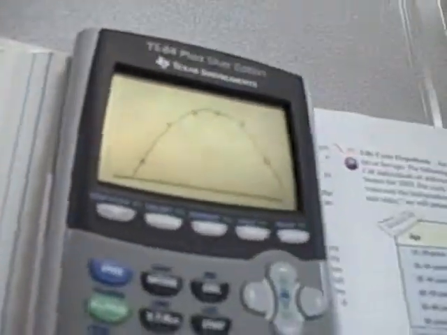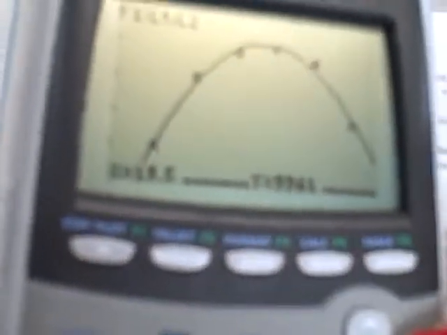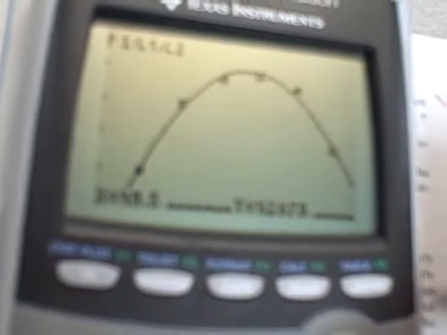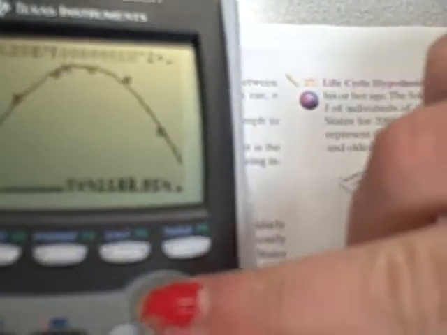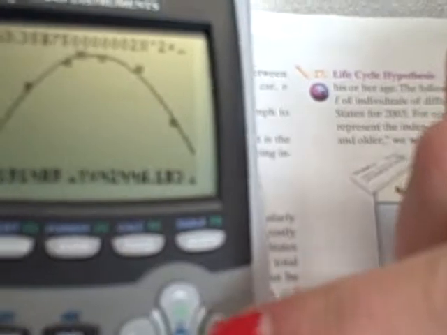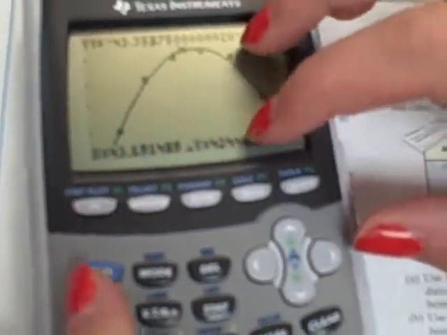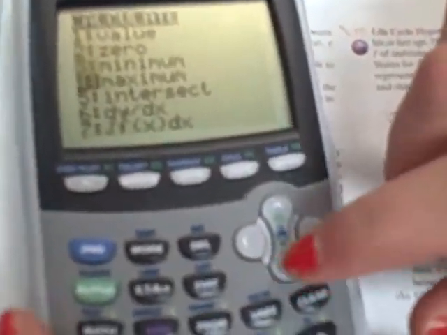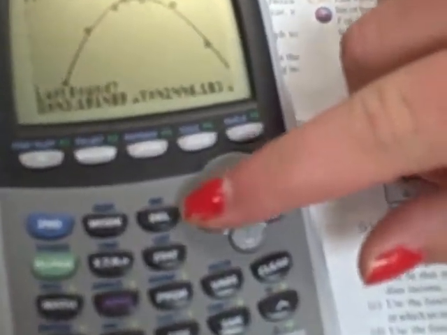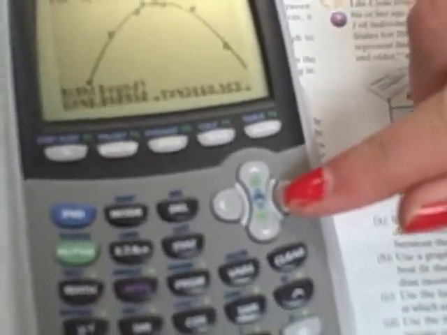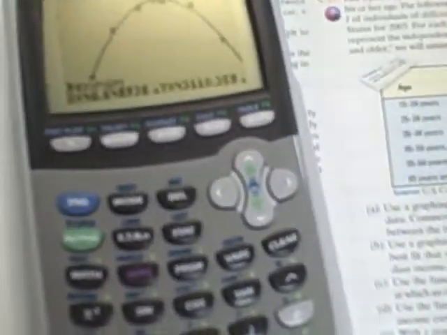Alright. The next question asks to use the function found in part B to determine the age at which an individual can expect to earn the most income. And that would mean you go to trace and trace along the line. You want to trace along the line, not the stat plot. And then you go to second calc, and you go to maximum, which is number 4. And then left bound, go to the left and enter, go to the right and enter, and then enter again.